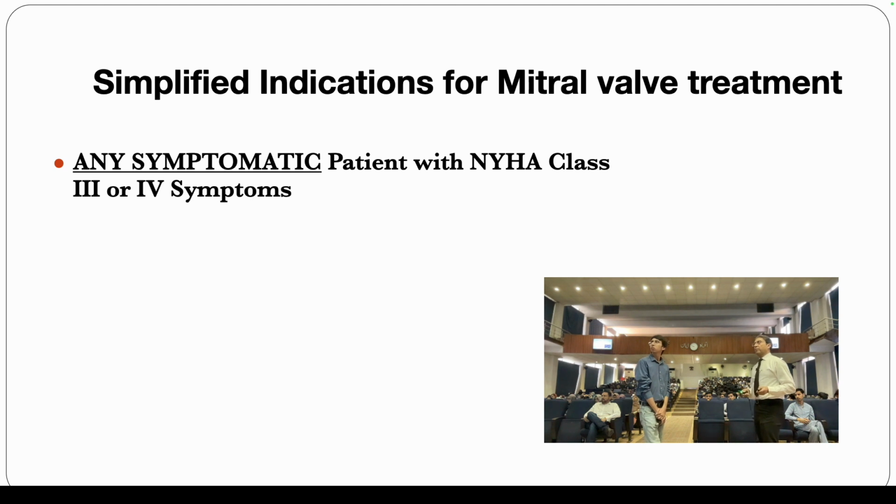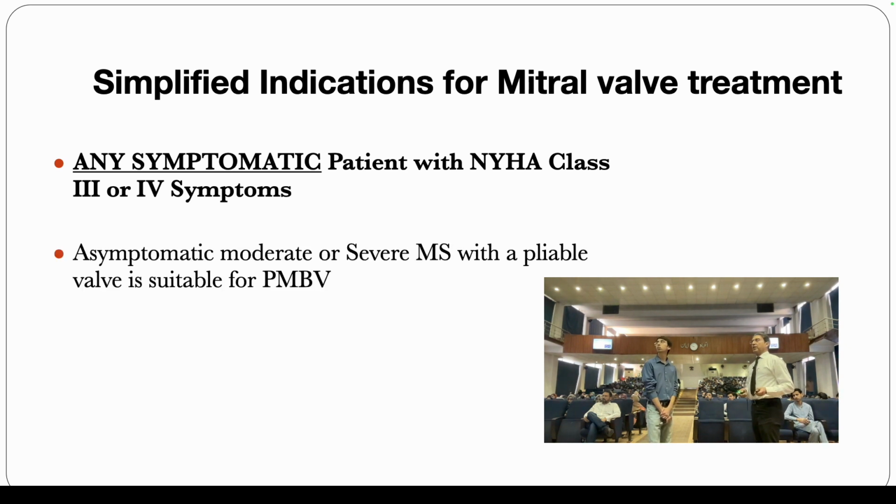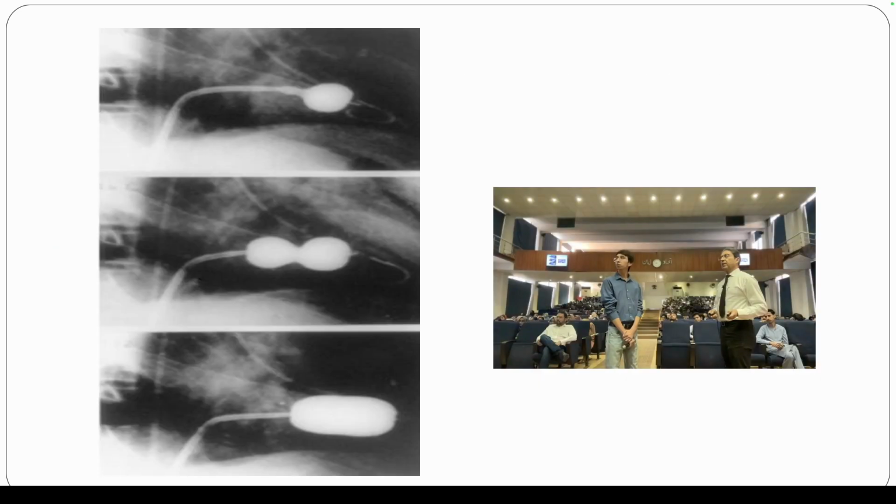Simplified indication for intervention: any symptomatic patient with NYHA class 3 or 4 symptoms. Asymptomatic moderately severe MS with a pliable valve is suitable for valvotomy. Now this is how valvotomy is done. You place a balloon across the mitral valve, you dilate it, and you can see the dilatation now. This is valvotomy.